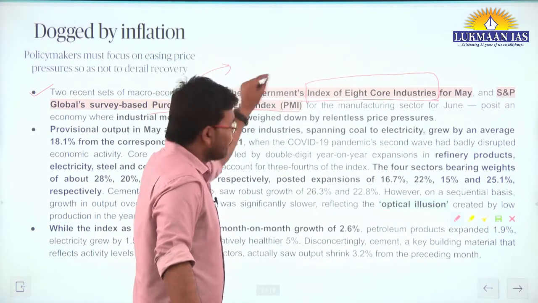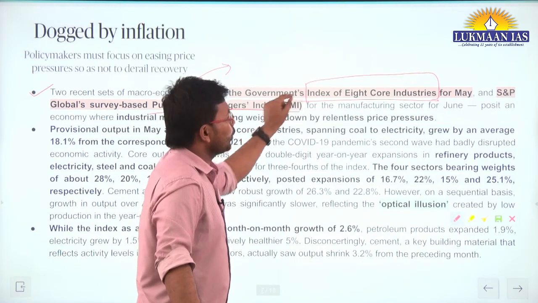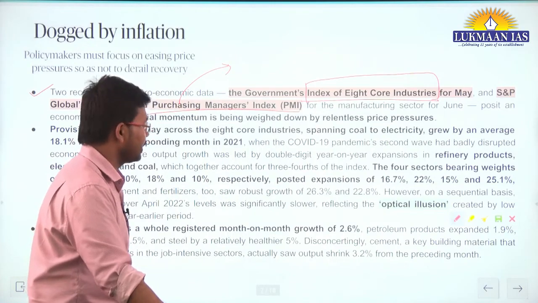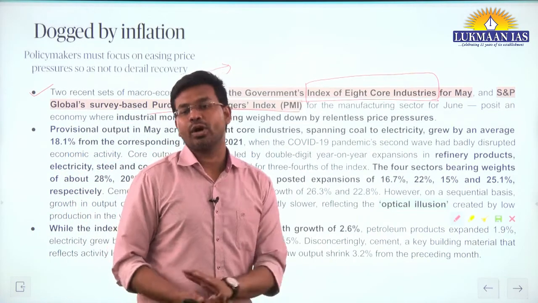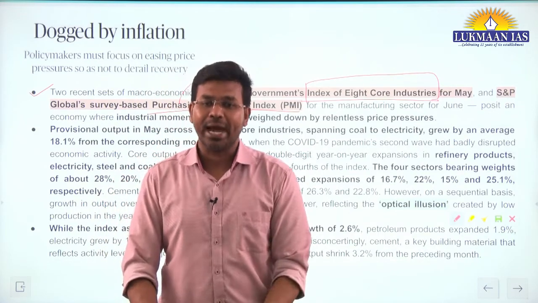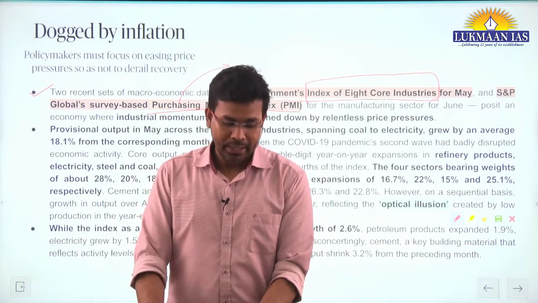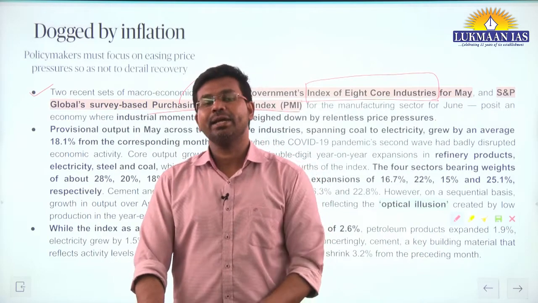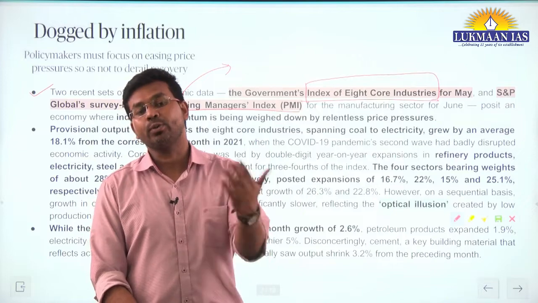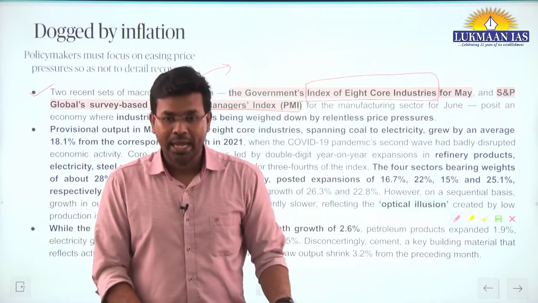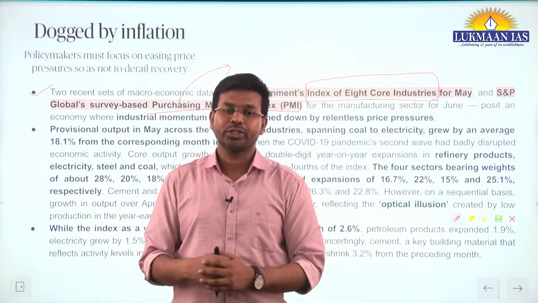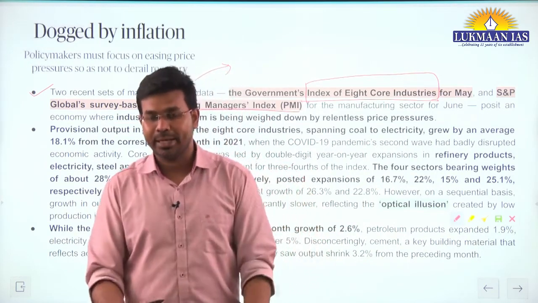These are two important macroeconomic data, the index of 8 core industries and also the Purchasing Managers Index. So in this article, the author is saying that these data highlight the risk of a high level of inflation in India. Now the author is suggesting that if inflation is not in control, the economy may go into a recessionary phase very soon. And why is this happening? This is happening because of multi-dimensional problems at multiple levels.